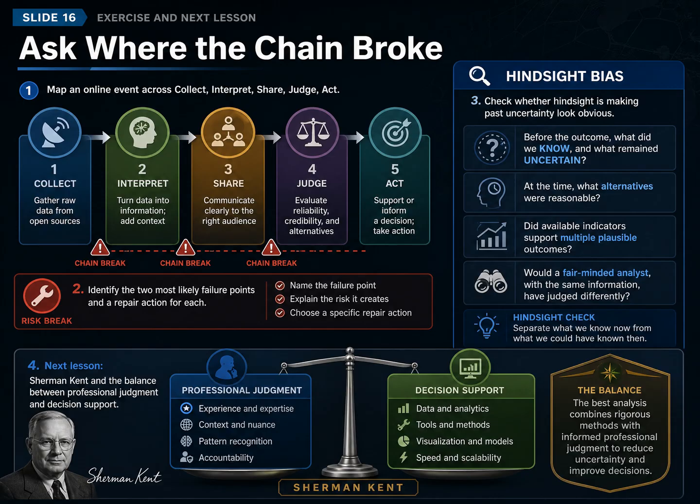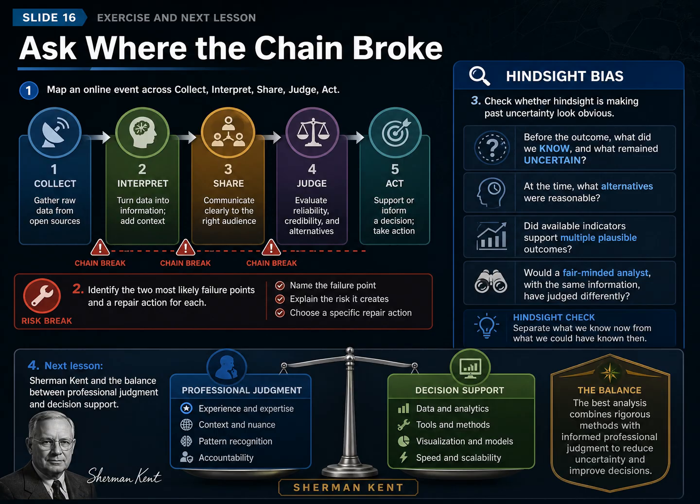Choose a recent online claim and map the work across 5 stages. Collect, interpret, share, judge, and act. Mark the 2 places most likely to break. What specific control could expose each problem earlier?